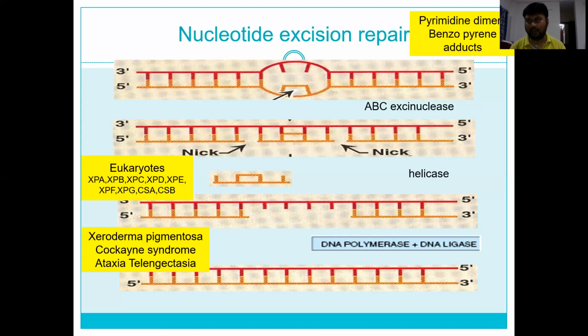that's why CS. Apart from these 2 diseases, we can also find this defective nucleotide excision repair in another condition called ataxia telangiectasia. So these are the 3 disorders caused due to nucleotide excision repair defect. Got it? So that's it about nucleotide excision repair.